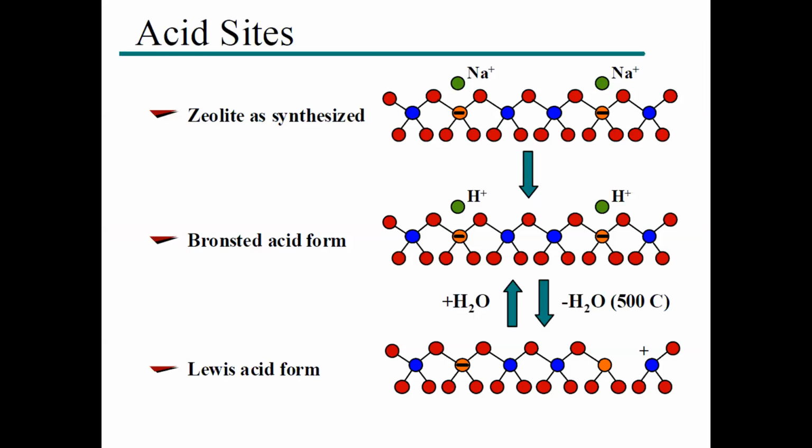Okay. Normally, zeolites are as synthesized. Now we can do an ion exchange with protons. If sodium is replaced by protons, then you have Bronsted acids. Now, if you take this Bronsted acid and heat it, it will remove a water molecule around 500 degrees. Okay, and at that time we will get Lewis acid structures.